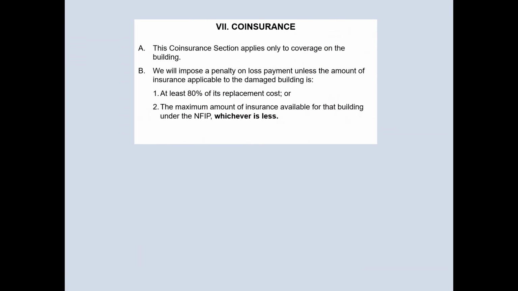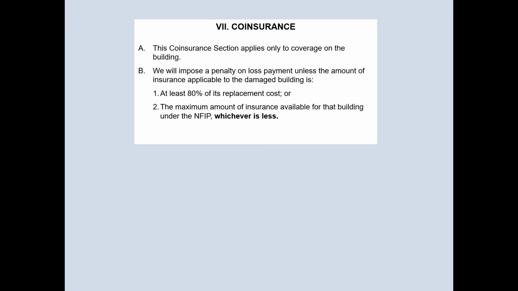Here's the co-insurance we were discussing earlier. We will impose a penalty on loss payment unless the amount of insurance applicable to the building is 80% of the replacement cost or the maximum amount of insurance, which we know is $250,000. I'm going to give you an example of this. It's a drastic example, but it will hammer home the idea.